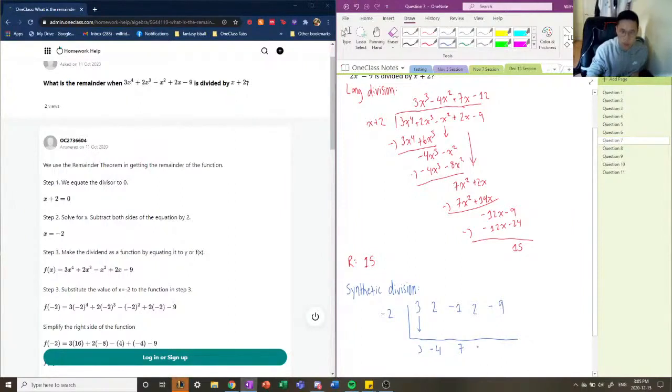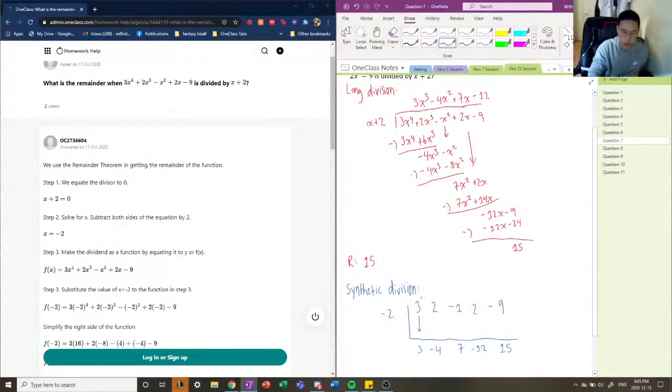-2 times 7 is -14. Plus 2, which is -12. And finally, we're going to take -2 times -12 and add it to -9. So that'll be 24 minus 9. That will equal 15.